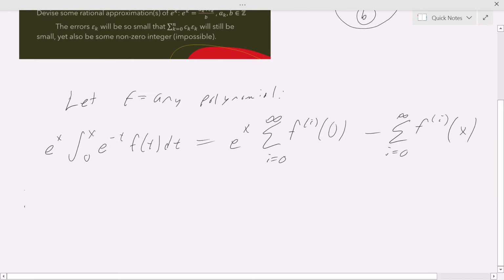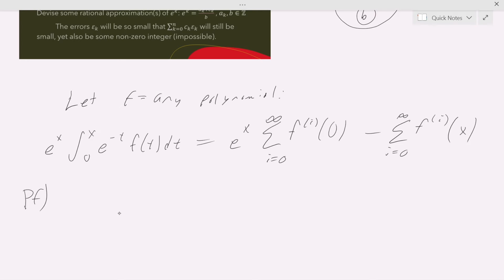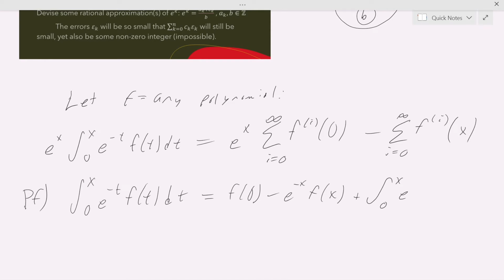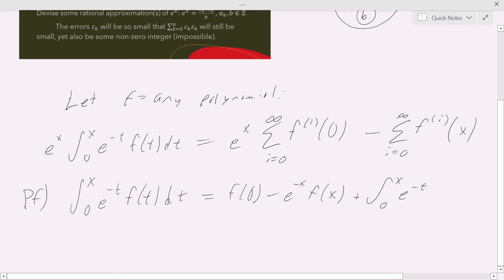Now, how do we derive this formula? Well, we're going to make use of the formula that we introduced in the prerequisites. So let's just recall what that was. It's the integral from 0 to x of e to the minus t times f of t dt. It equals f of 0 minus e to the minus x times f of x, and then plus the integral from 0 to x of e to the minus t times f prime of t dt.